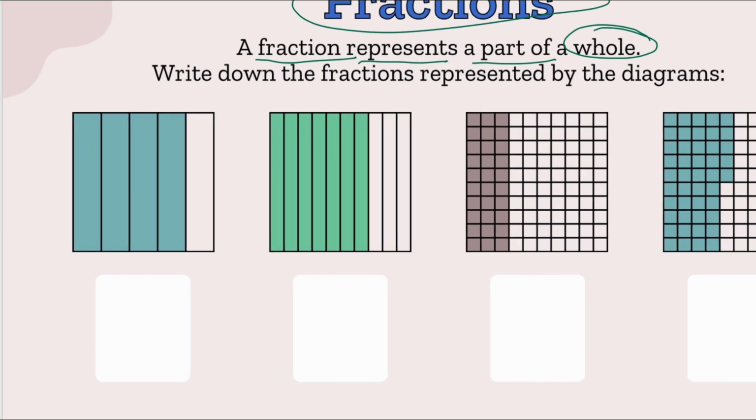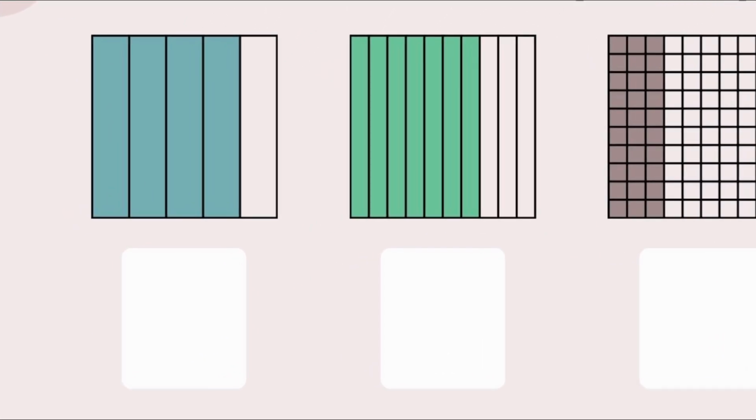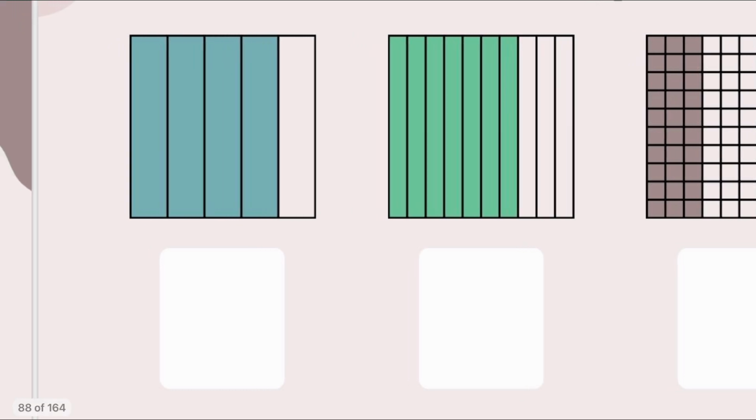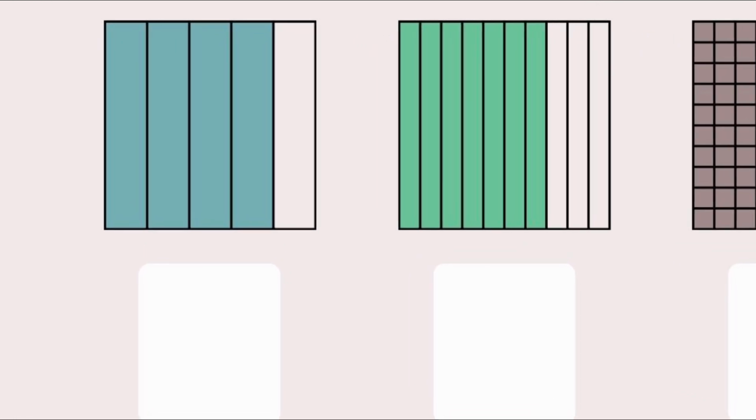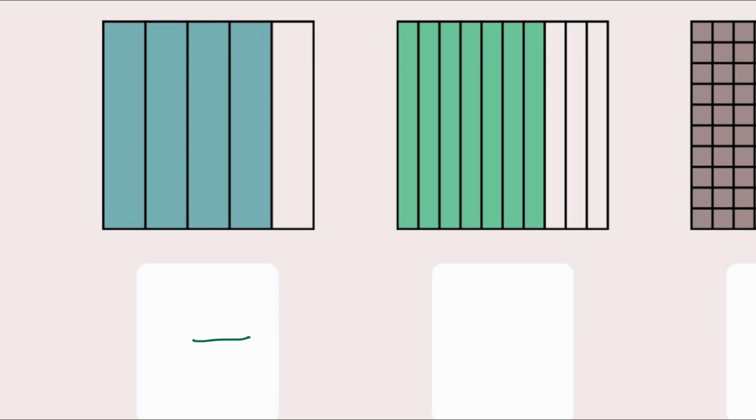The first figure has 5 parts, or it is divided into 5 parts. The equal number of parts will be the denominator, and the number of parts that are shaded will be its numerator. So this fraction represents 4/5.